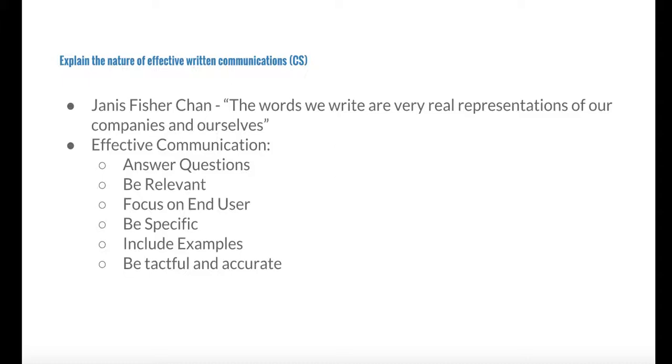So, written communications are extremely important in the business setting because they reflect directly on the company and the person that writes them. So, in order to have effective written communications, the communication needs to answer questions, be relevant, pertain to whatever topic it's about, focus on the end user and really how it satisfies their needs or how it explains something to them. It needs to be specific so that it fully covers something. It could include examples to be more thorough and explain something a little bit better, and it needs to be tactful and accurate so that it focuses on the issue at hand.